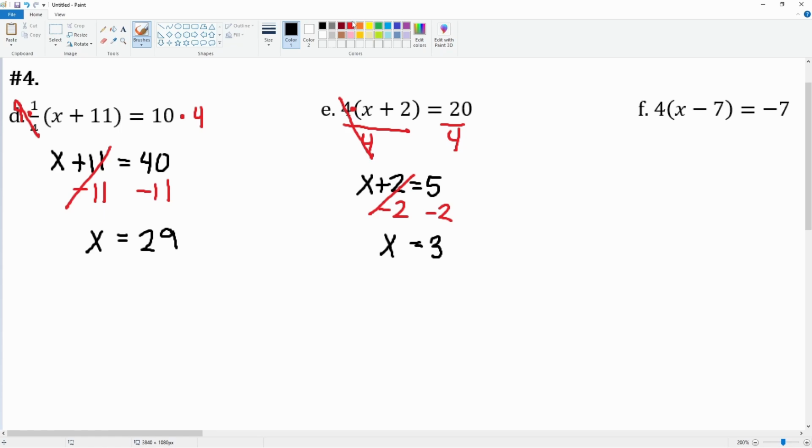Number F is strange because if we divide by the 4 to the right hand side, it's going to get ugly. Then we're going to have to add. So while we can distribute here, it is better for us to divide. While we can divide, in this case, it would cause a fraction. So let's just distribute. 4 times x is 4x.